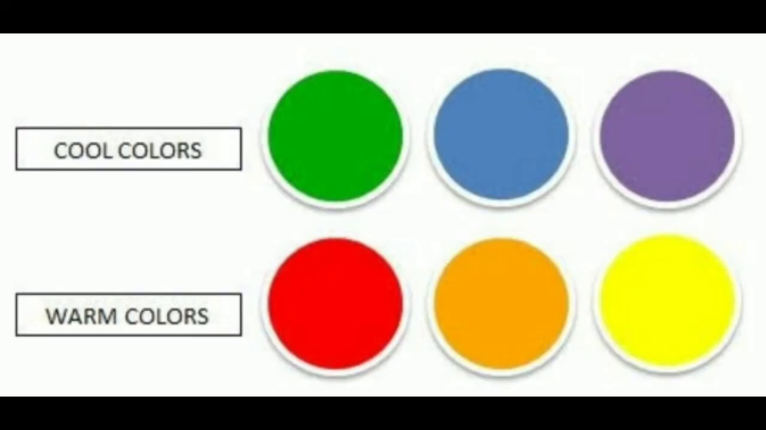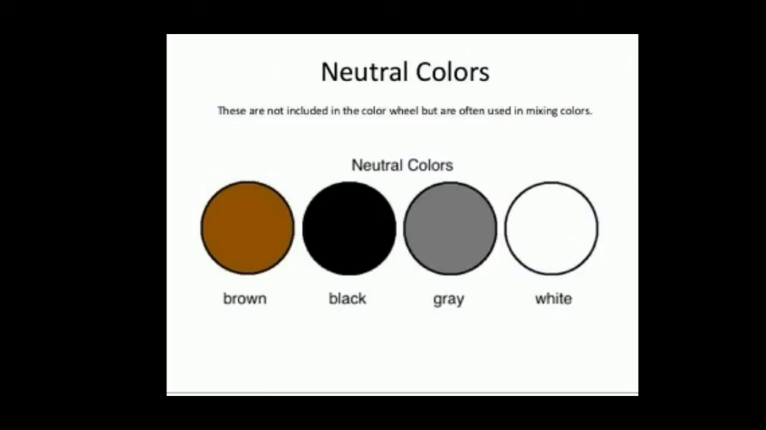Now we will take warm colors and cool colors. Cool colors are related to nature and water. For example, green, blue and violet. Warm colors. Warm colors are related to sun and fire like red, orange and yellow. Now last but not least, neutral colors. Neutral colors don't usually show up on the color wheel. Neutral colors include black, white, grey and sometimes brown.